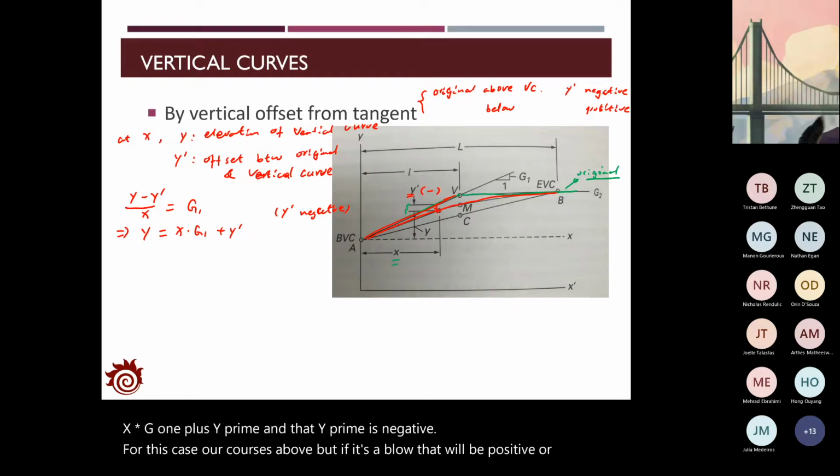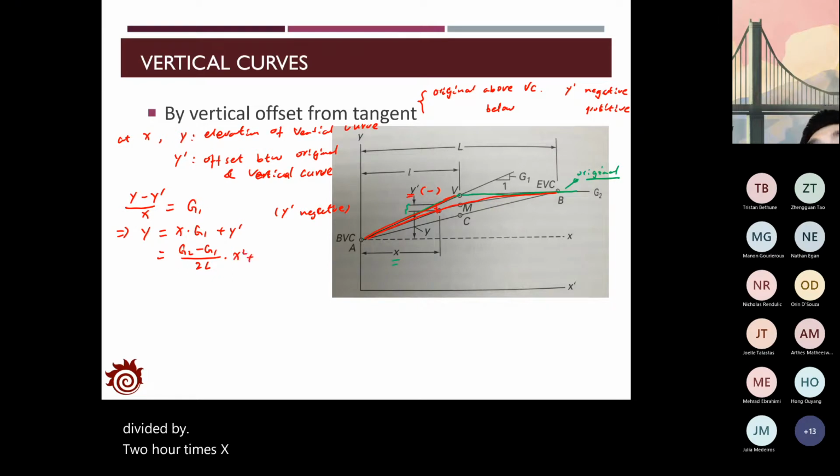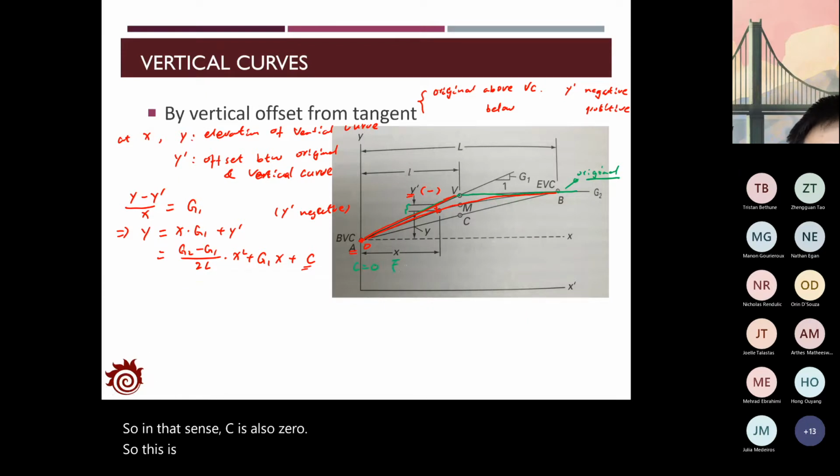We also derived that in the equation of the parabola, we have y equals g2 minus g1 divided by 2l times x squared plus g1 x plus capital C. And in this case, we actually assume that the initial elevation is 0 for the point A. So in that sense, C is also 0. So this is the assumption, C equals 0.